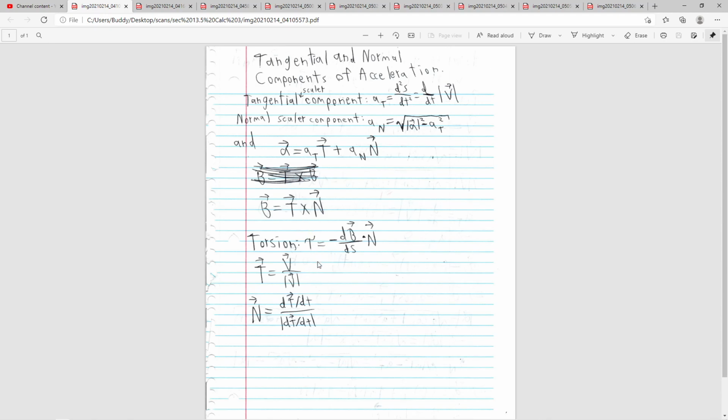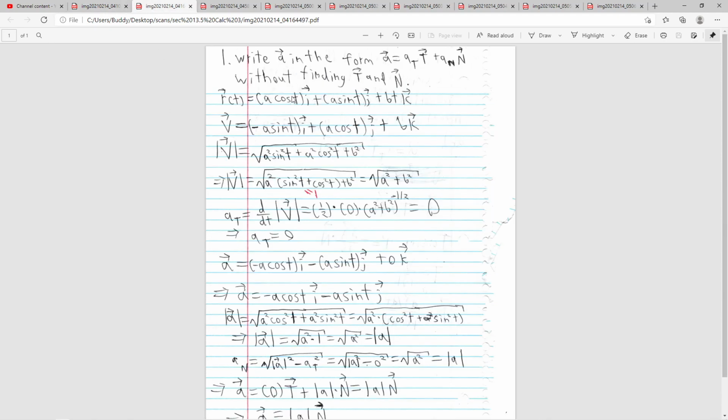Torsion, I don't think you need that all the time for a course like this, but who knows. Just to see it once or so, I'll show you the calculation. This is technically the definition of it, but it's a lot more complicated to solve. There's a formula that's actually usable. And again, refresh these two components. We're going to calculate them a little bit, but not always. You'll see. So write acceleration in the form a equals a_T T plus a_N N, without finding T and N.